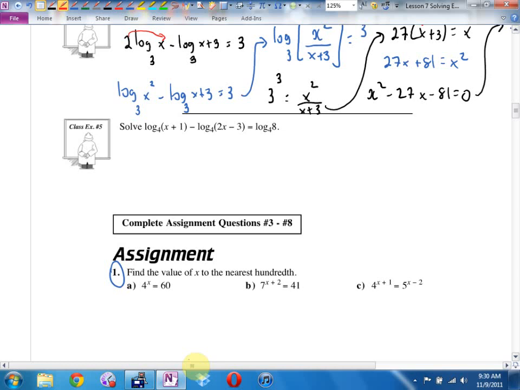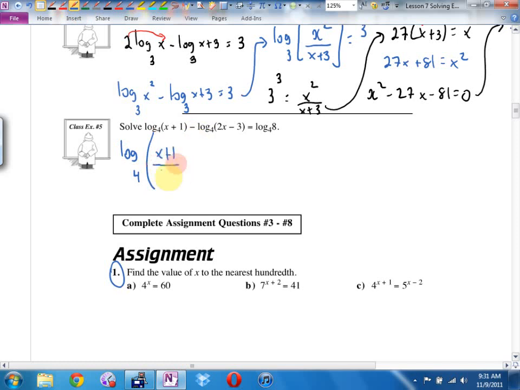Is this a logarithmic equation? Yeah, you know how I know? Because the x's is inside the log. So I'm going to try and write this as one term equals one term. Are my bases the same? What's subtracting the same as? I can write this as the log base 4 of x plus 1 over 2x minus 3 equals the log base 4 of 8.